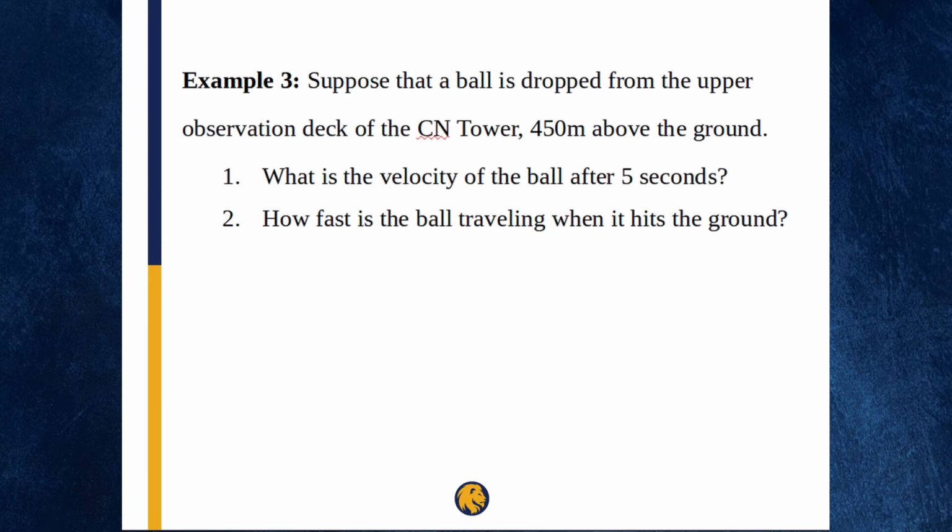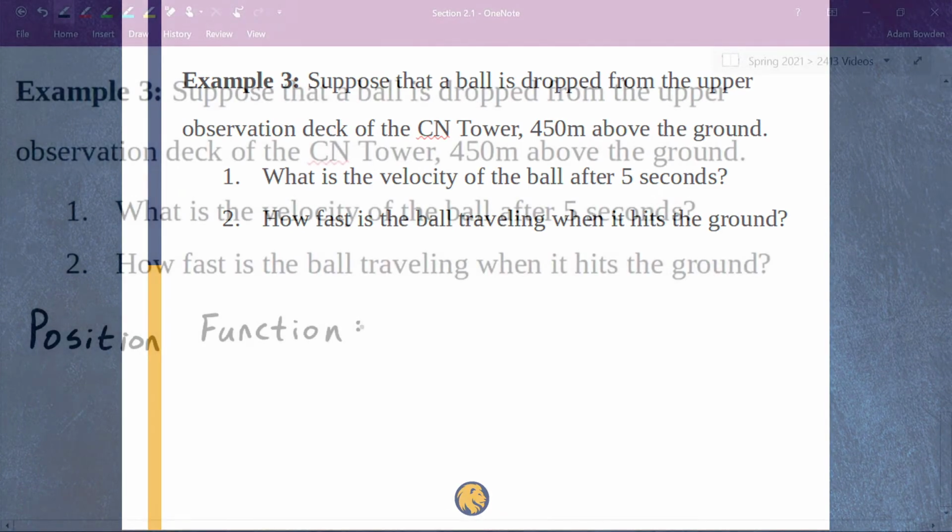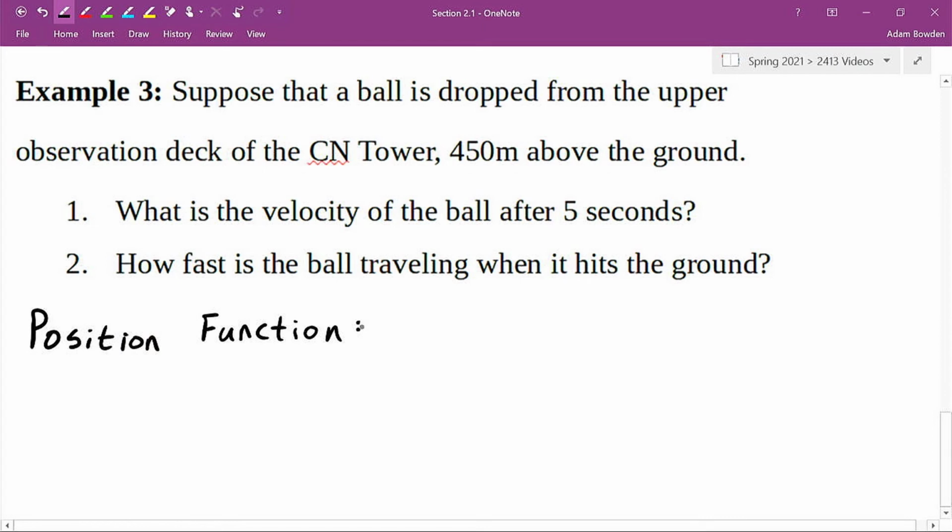So with this in mind, we're going to look at a situation where an object is dropped from the upper observation deck, which is 450 meters above the ground. And we're going to answer some questions about the velocity that it's traveling. The first thing we need to know is what is the function that gives us the position at a particular moment in time. Position functions are often going to be using the letter s, and that'll be a function called f of t, in other words.